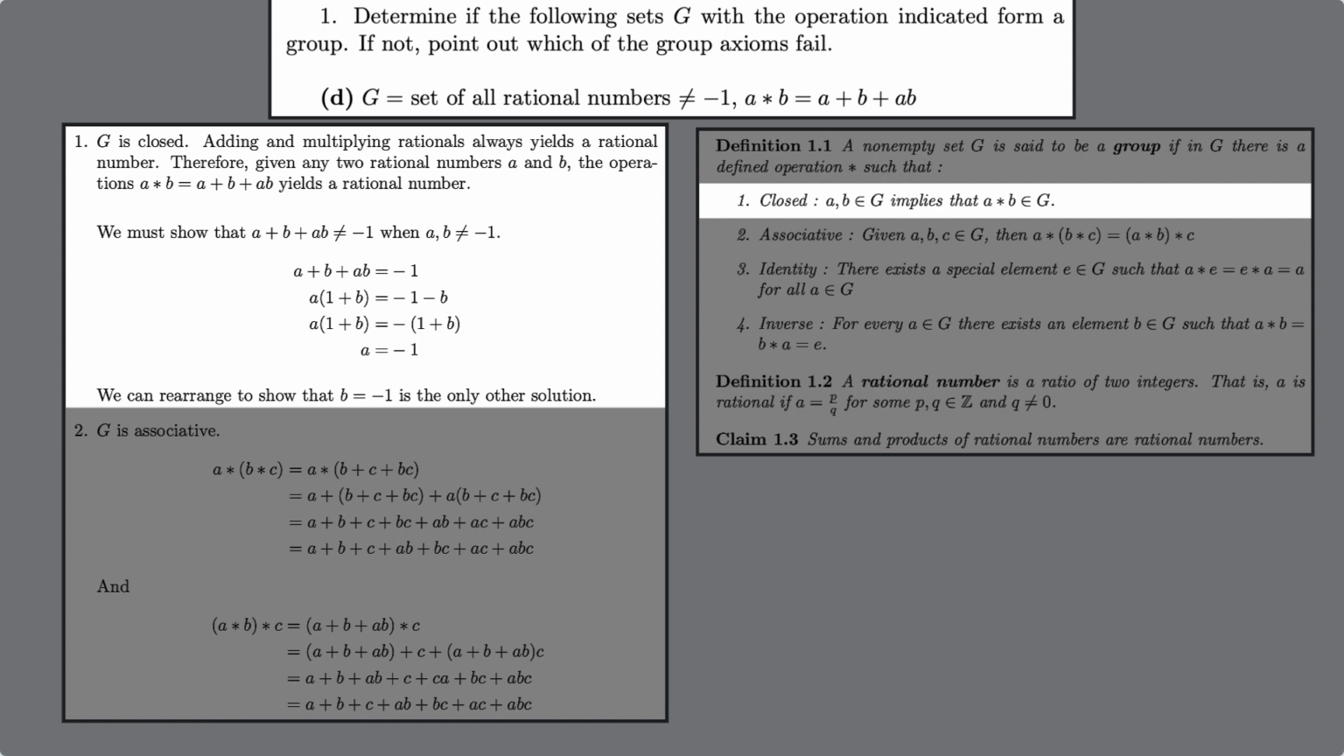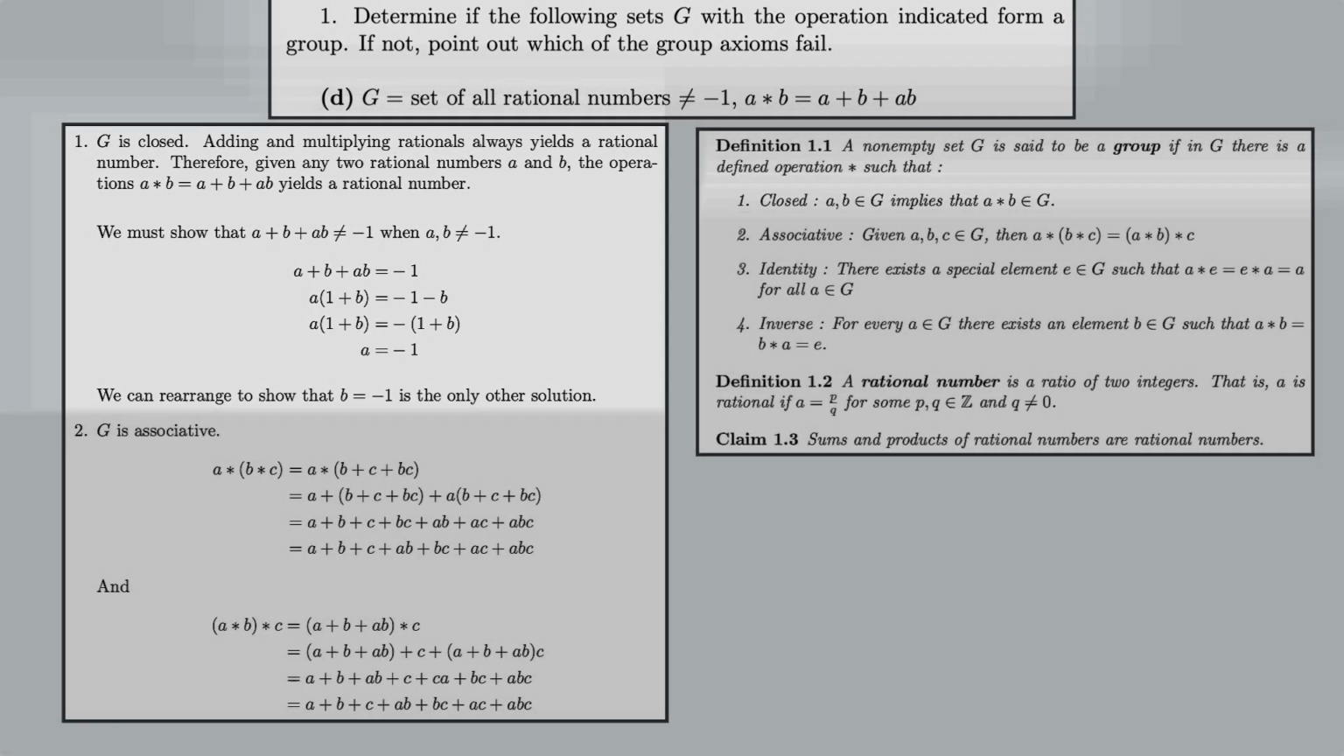So let's check that. A plus b plus ab equals -1. In order for that to happen, we see one way is that a equals -1. Well, we could have just as easily rearranged this for b, and seen that b equals -1 is also a solution here. And in fact, a or b equaling -1 is the only way to solve this equation. So as long as a or b is not -1, then the result of star will not be -1, which is exactly what we wanted. Remember, we took 2 members of the group, which are rational numbers not equal to -1, and we applied our operation, and we got something that was a rational number not equal to -1, therefore the closed condition is held.